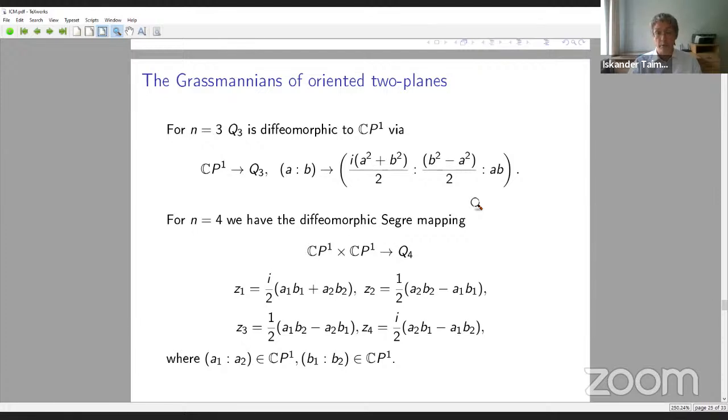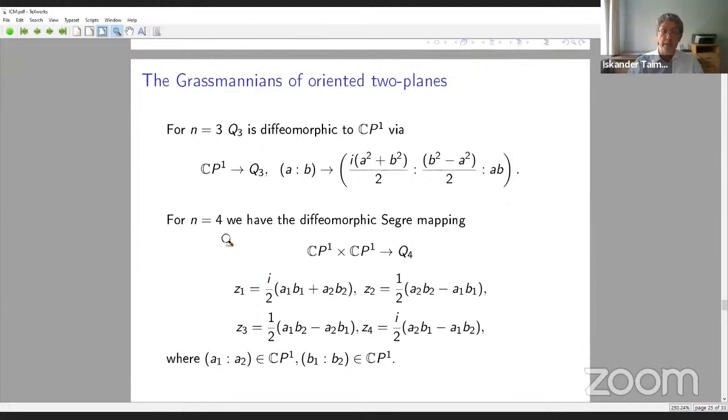This mapping is well known, for instance, in number theory, because if you take the squares of these three quantities, you get the solution of the equation x squared plus y squared plus z squared equals 0. Since the first x squared is purely imaginary, we can move it into the right-hand side. So we do have the parameterization of solutions of the equation x squared plus y squared equals z squared. But this means that A and B are homogeneous coordinates on CP^1, which parameterizes the Grassmannian.